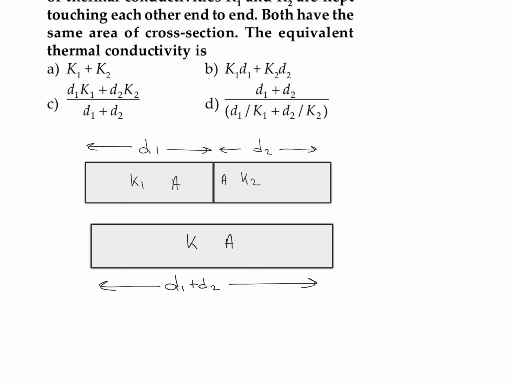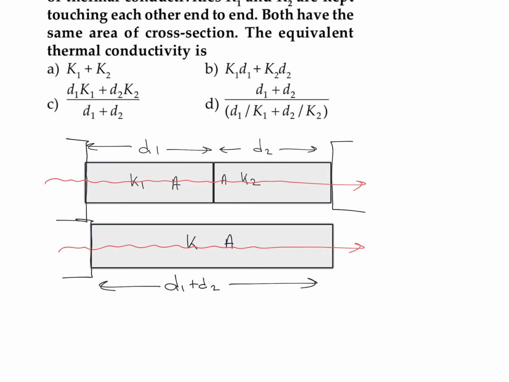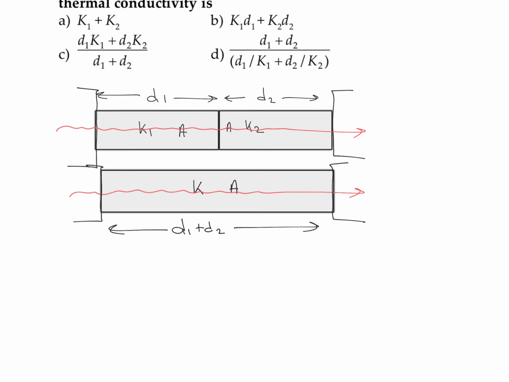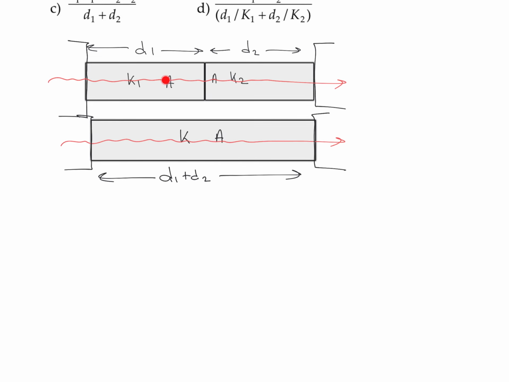A conductor of the same dimensions, meaning the dimensions of this conductor and this conductor should be the same. And if you are providing the same temperature difference, the rate of flow of heat through this system and the rate of flow of heat energy through this system should be the same for the same difference in temperature. So we can say that the resistance of this arrangement and the resistance of this arrangement should be the same, and we know that these two resistors are connected in series.